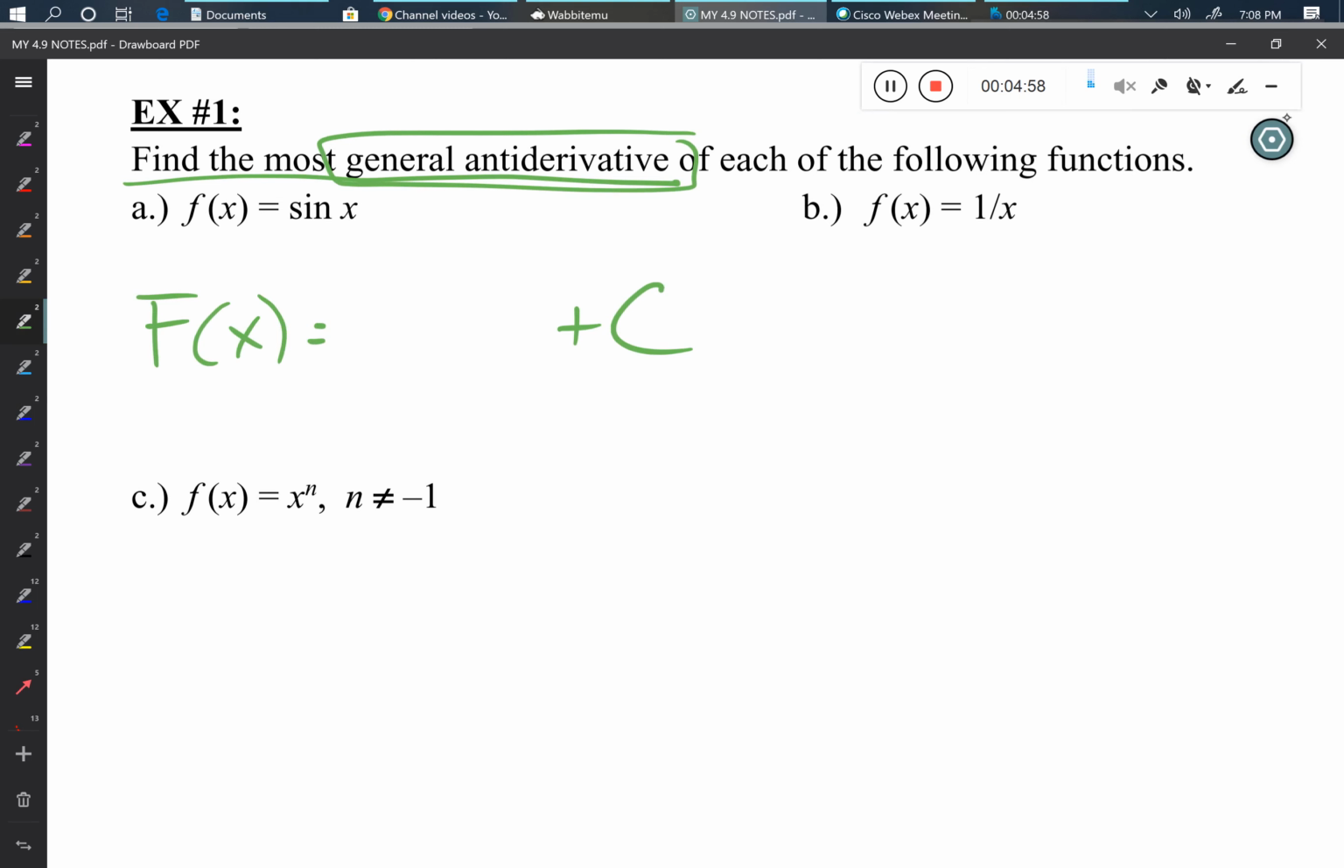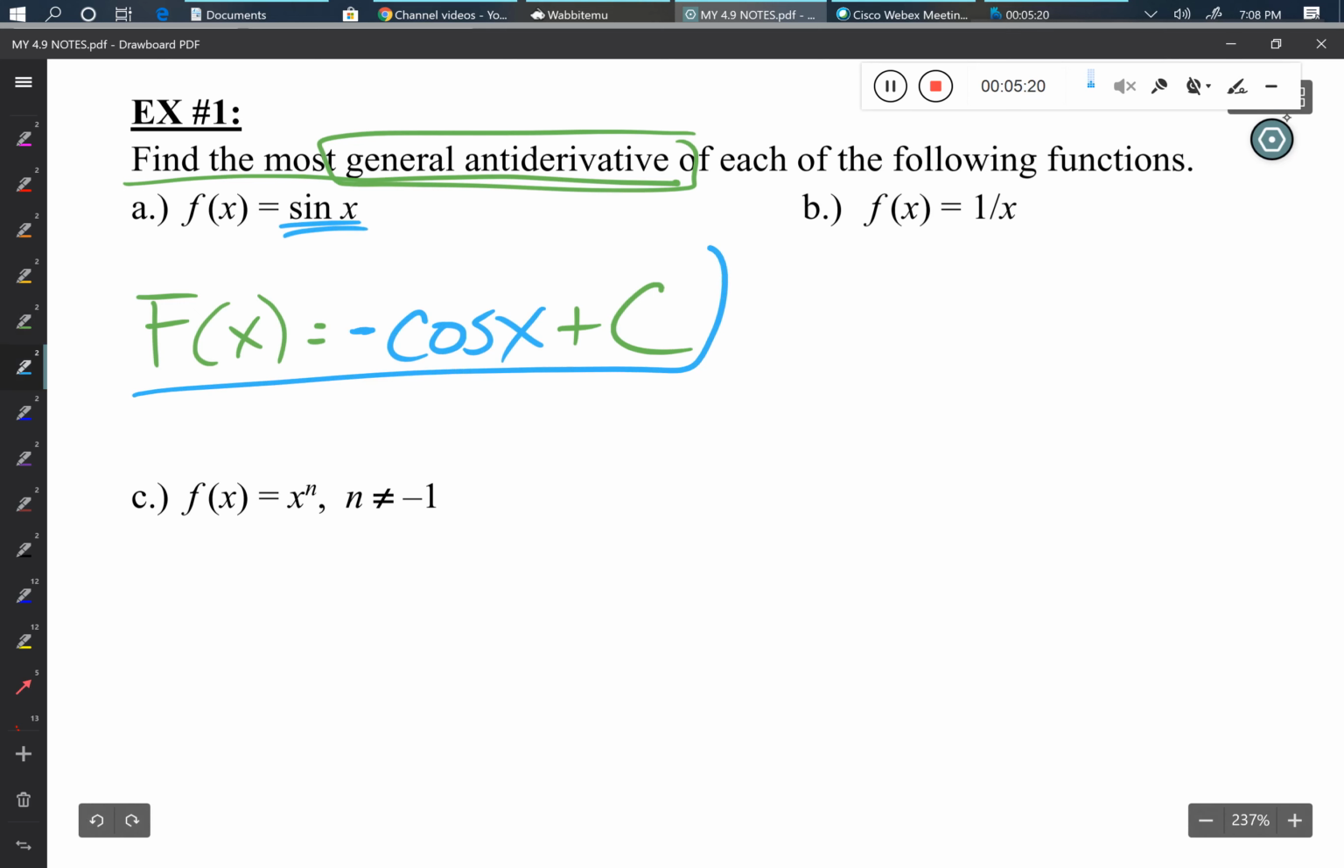Right? And then I need to find the most general antiderivative of, in part A here, sine. So which function, when you take its derivative, gives you sine? That's right, negative cosine. The negative of cosine, because if you took the derivative of cosine, it would give you negative sine, so you've got to stick an extra negative in there to get you back to positive. Negative cosine x plus c is the most general antiderivative.